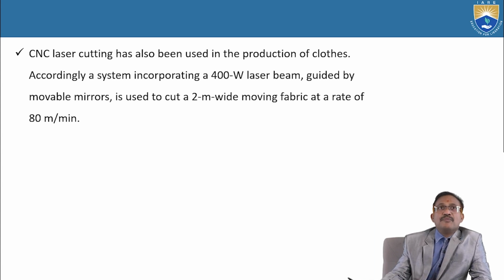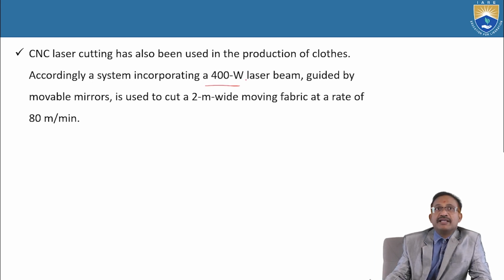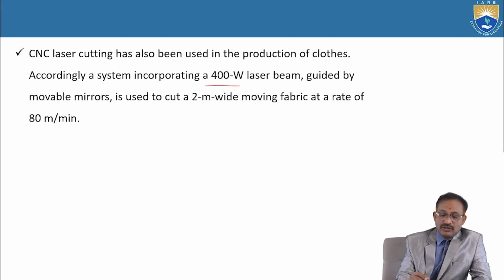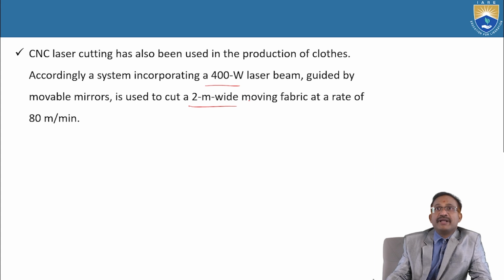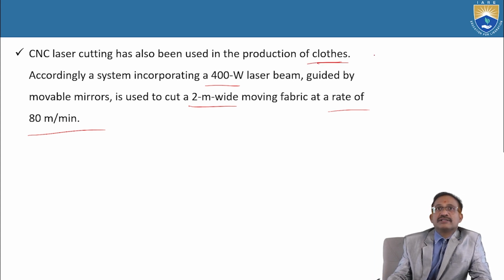Next, CNC, computer numerical control. Laser cutting has also been used in the production of clothes. Accordingly, a system incorporating a 400 watts laser beam guided by mobile mirrors is used to cut a 2 meters wide moving fabric at a rate of 80 meters per minute. So particularly in the clothes industry, we are using a computer numerical control setup laser cutting machine.